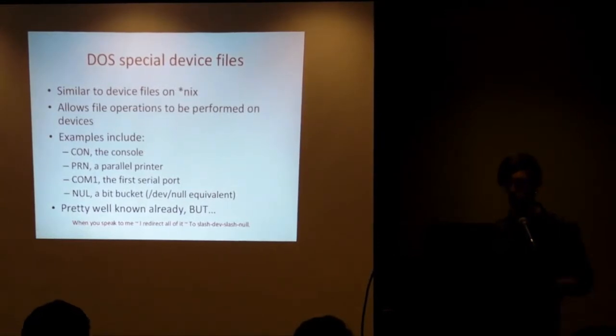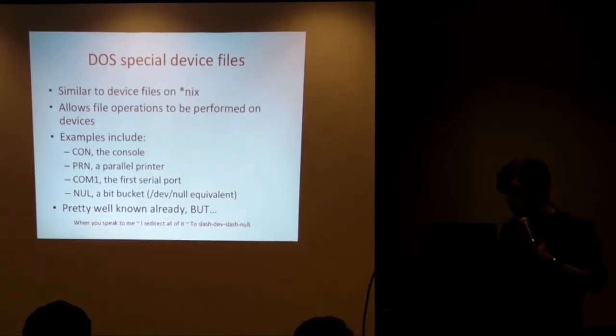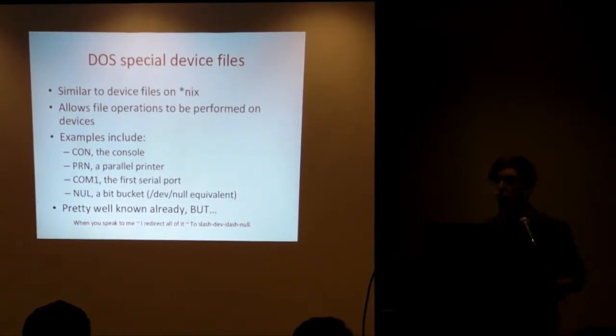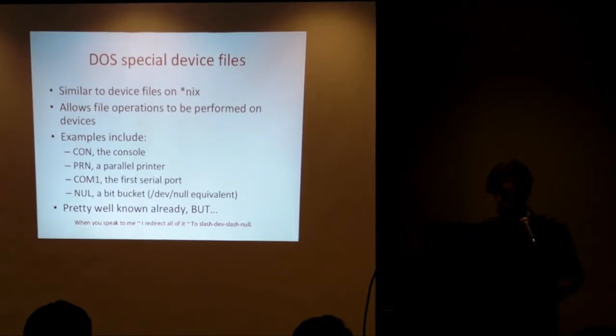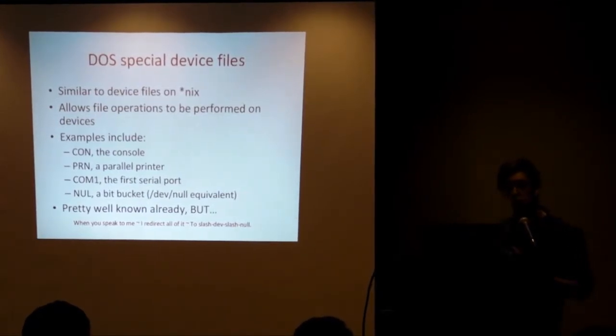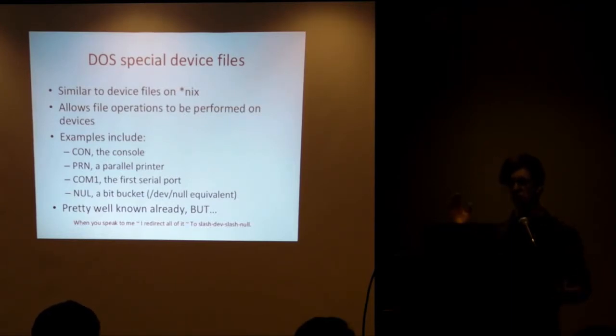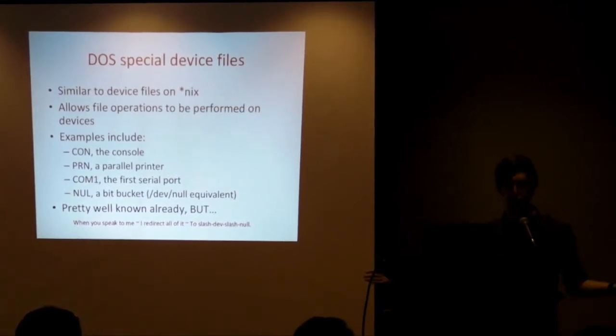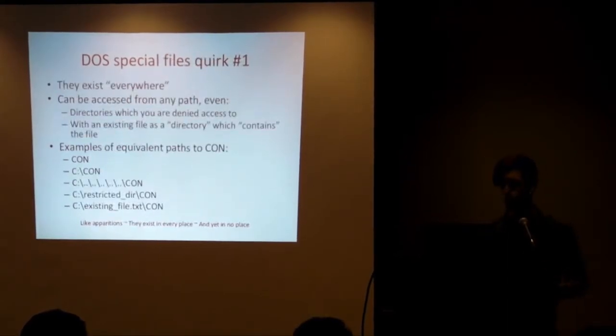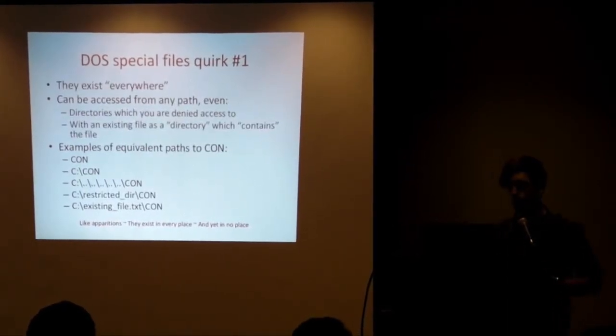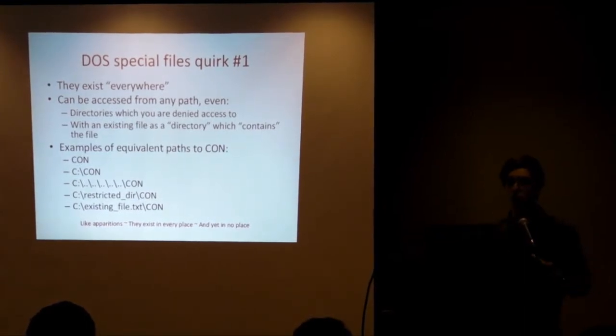And so some examples of things that you can use are con, which is the console, PRN, which is the first parallel printer connected to the computer. Very useful these days. COM1, the first serial port on the computer, and NUL, which is the dev null equivalent for DOS. So I'm sure some of you are going, okay, well, yeah, I already know about this stuff, whatever. But here's something you might not know. They exist everywhere. Even if you give an absolute path, you can still access them.